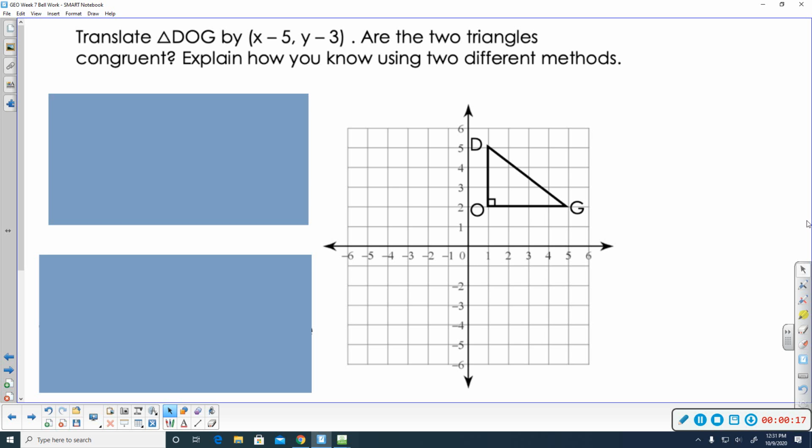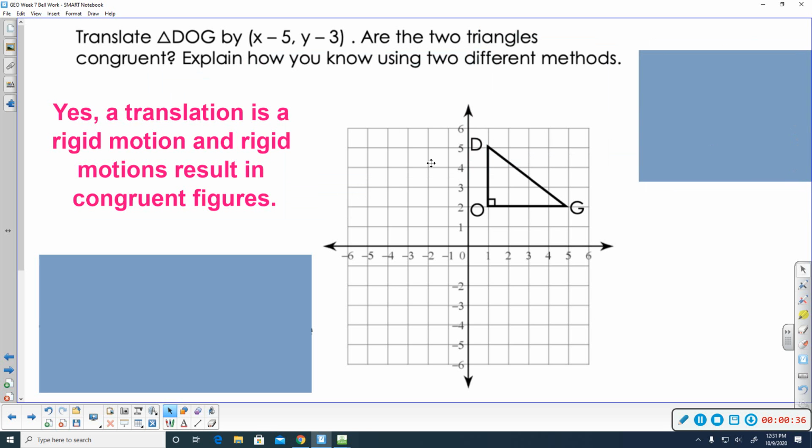One method would be to answer before we even do anything on the graph. Because a translation, we know, is a rigid motion. We're just taking a figure and sliding it to a new position on the graph. So remember, rigid motions result in congruent figures. So our first answer here is yes, a translation is a rigid motion, and rigid motions result in congruent figures.